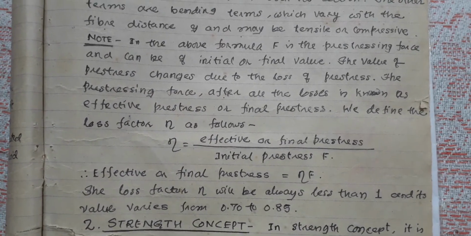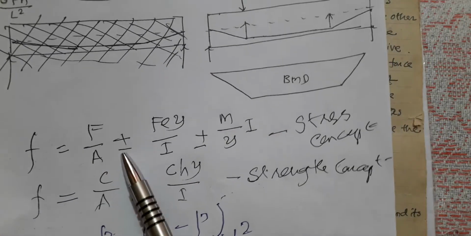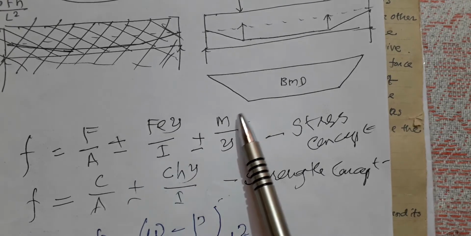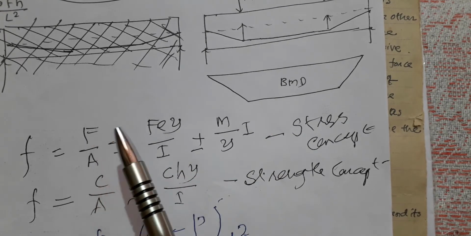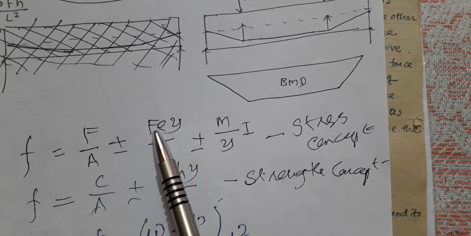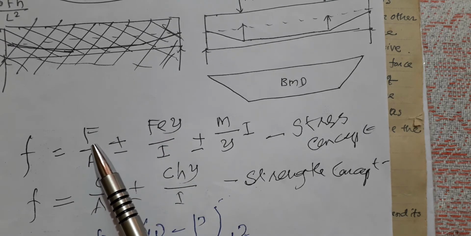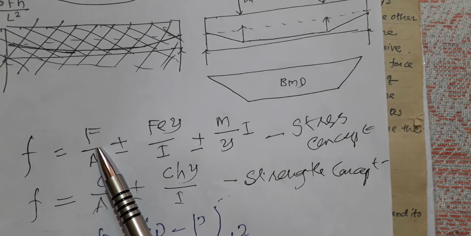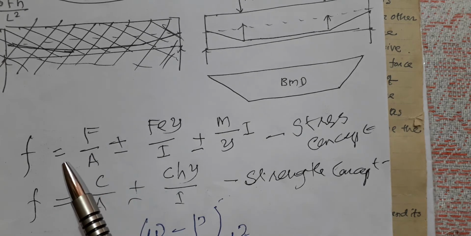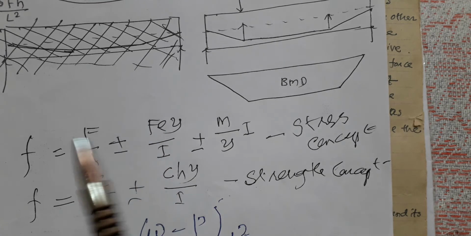In the equation you have seen just now, f is equal to F by A plus or minus Fey by I plus or minus My by I, this pre-stressing force F may be the initial pre-stress or the final pre-stress. So what exactly are the initial pre-stress and the final pre-stress? Let us try to see.